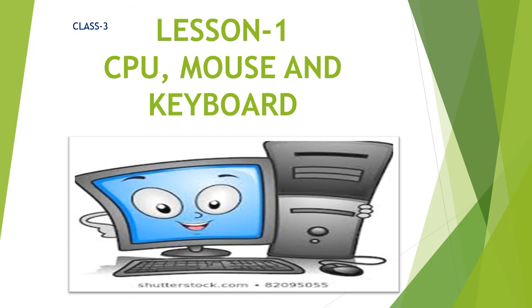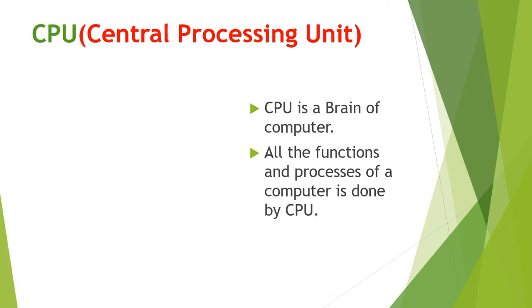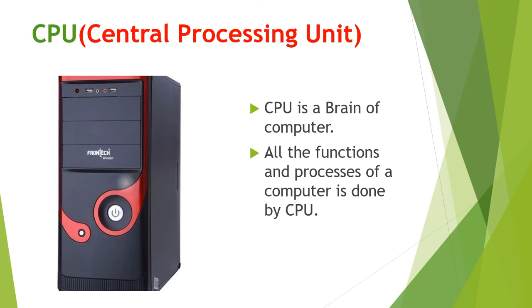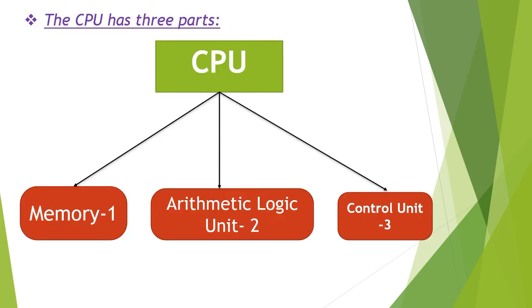Okay, first is CPU, Central Processing Unit. CPU stands for Central Processing Unit. It is also called the brain of the computer. All the functions and processes of a computer are done by the CPU. The CPU has three parts: MU, memory unit; ALU, arithmetic logic unit; and third, CU, control unit.